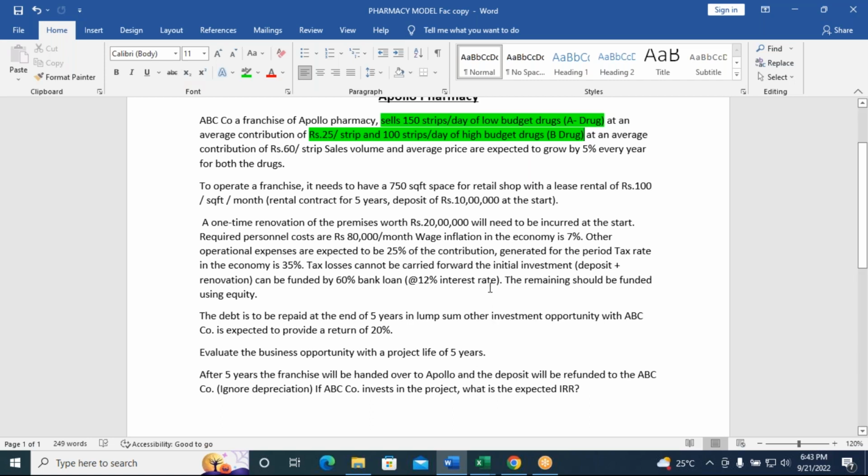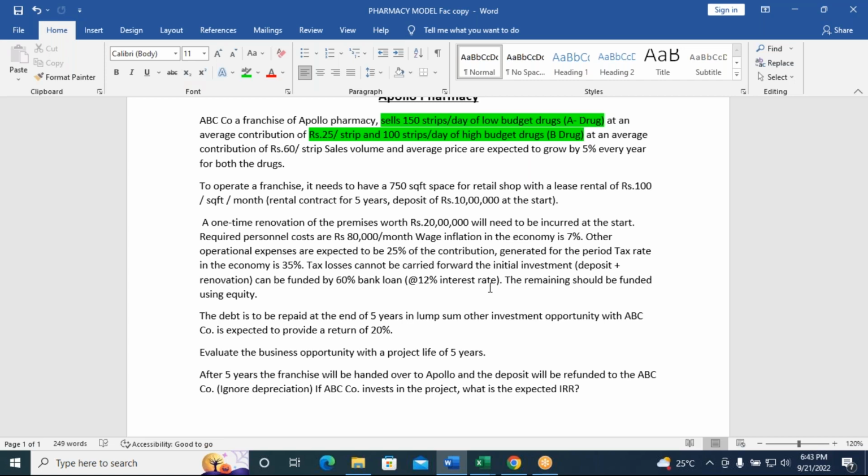So Apollo Pharmacy wanted to set up the building. Now, like how we did for Bangalore Cafe and Toyota, like that only. Here we have some information gathered. So from here on, for the upcoming 5 years, we have to do the financial modeling. After 5 years, the franchisee will be handed over to Apollo, and the deposit will be refunded to ABC company. Ignore the depreciation.